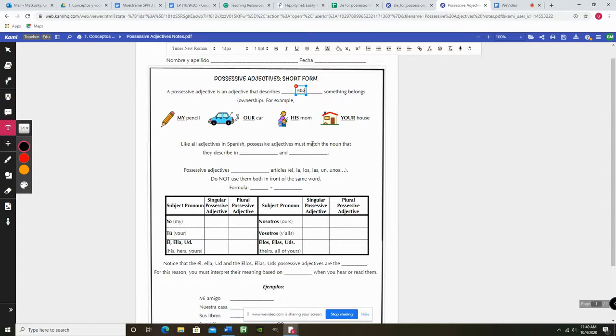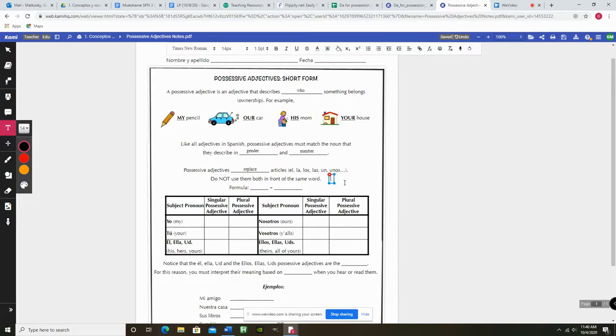Like all adjectives in Spanish, possessive adjectives must match the noun they describe in both gender and number. Not all possessive adjectives have a gender. Only the our form of the possessive adjective is going to have a gender. Possessive adjectives replace the articles el, la, los, las, unos, unas. That is the, a few, etc. So you don't use both. And I'll show you what that looks like.